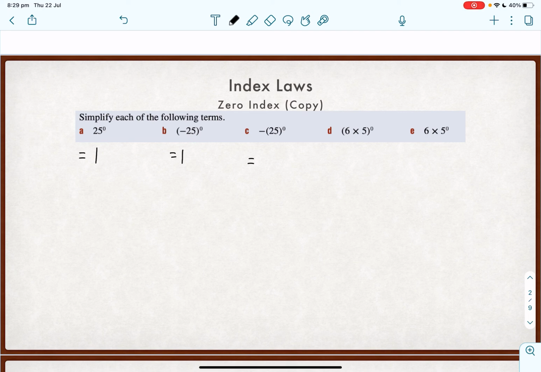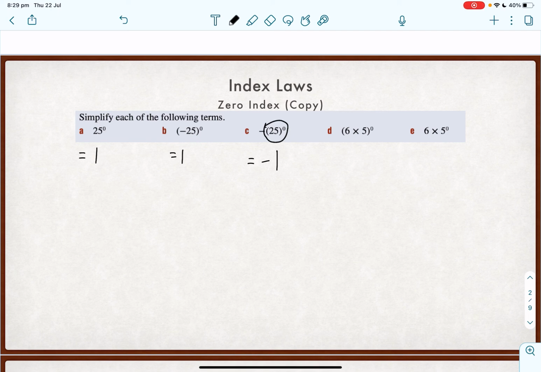Now we have negative on the outside. So basically we are looking at this bit here first. So 25 to the power 0 is going to be 1, but then we have negative on the outside, so you keep it as negative. That number here is 1, so it becomes negative 1.